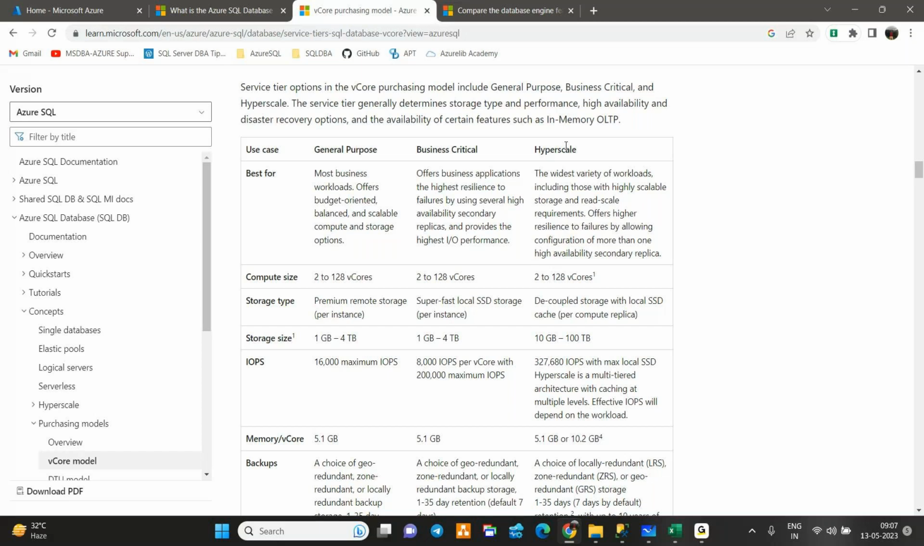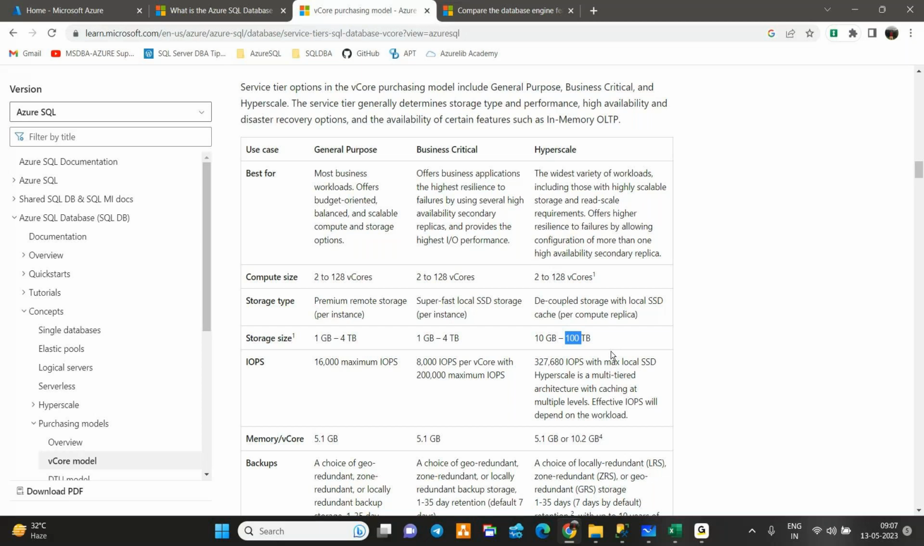It supports up to 100 terabytes, and it is auto growth. When you are deploying your Azure SQL Database as hyperscale, you can't choose your database size. Here in the other tiers you can choose, but here you can't. Here you need to choose hyperscale. It will auto grow up to 100 terabytes.